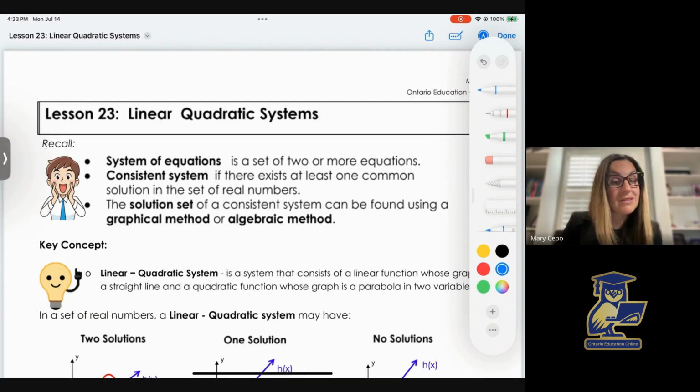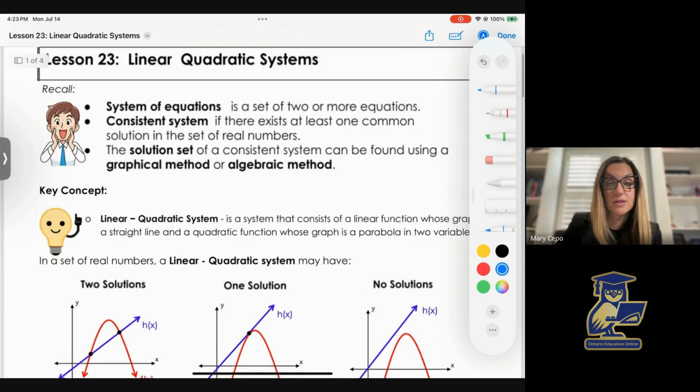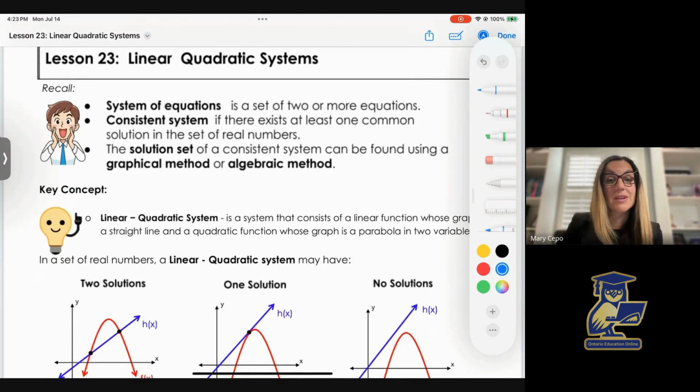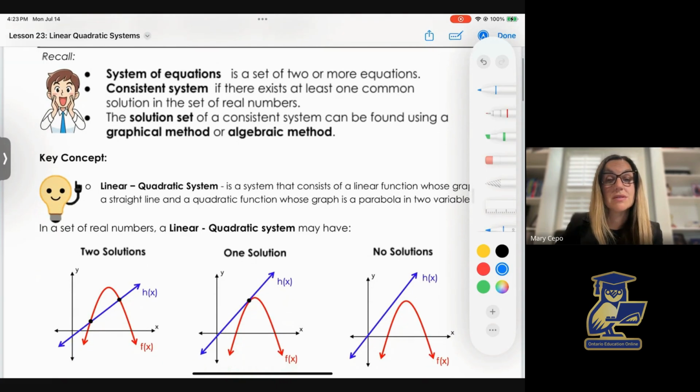Now, recall, what is a system of equations? A system of equations is a set of two or more equations. A system is consistent if there exists at least one common solution in the set of real numbers. The solution set of a consistent system can be found using a graphical method and/or an algebraic method.